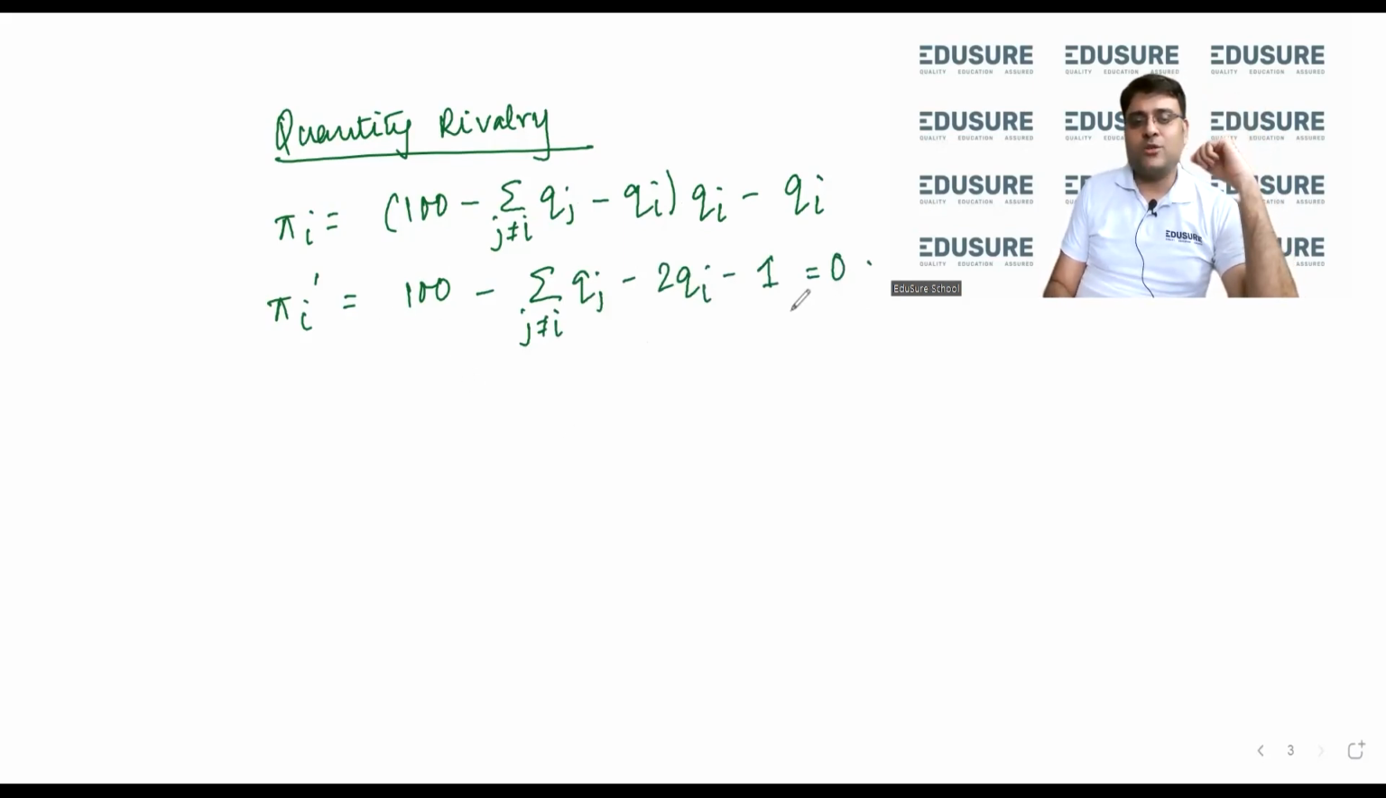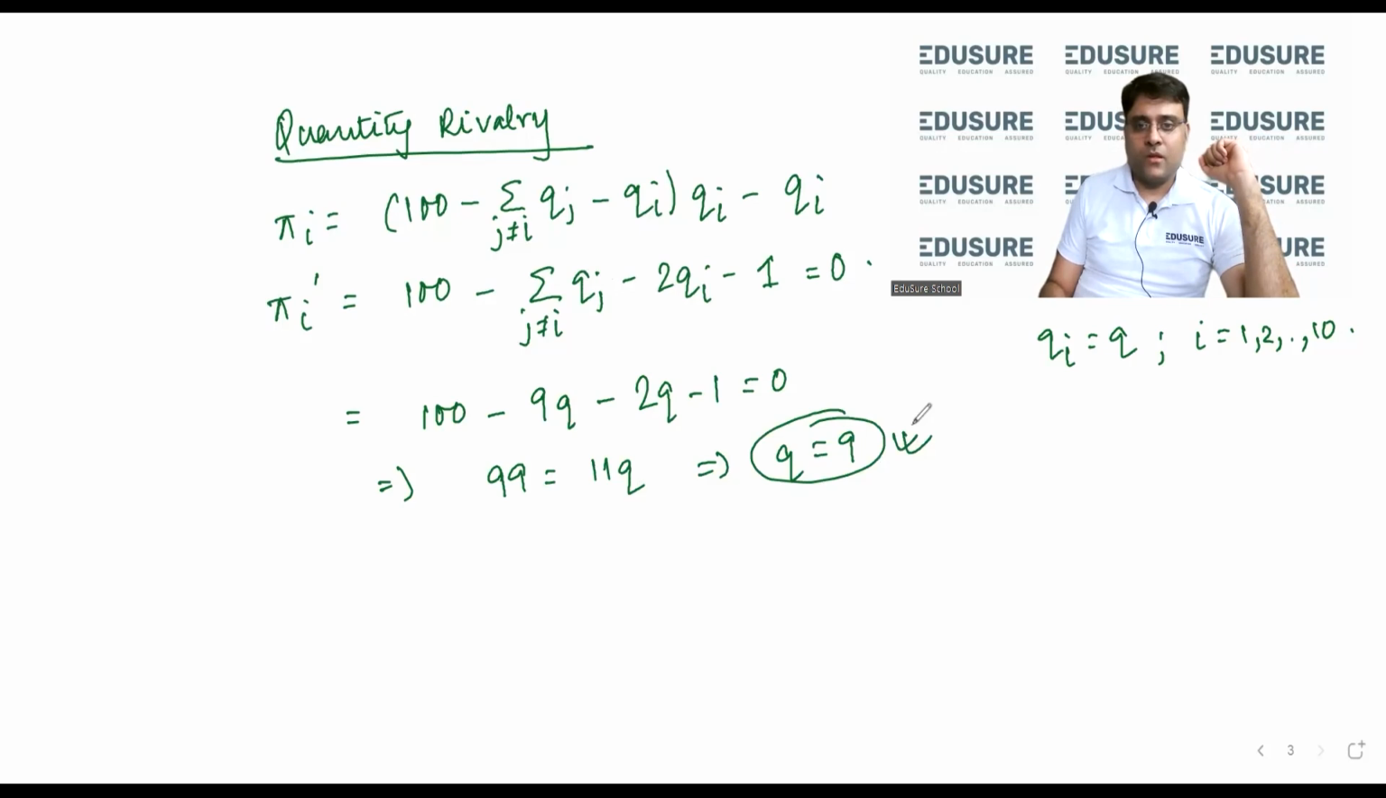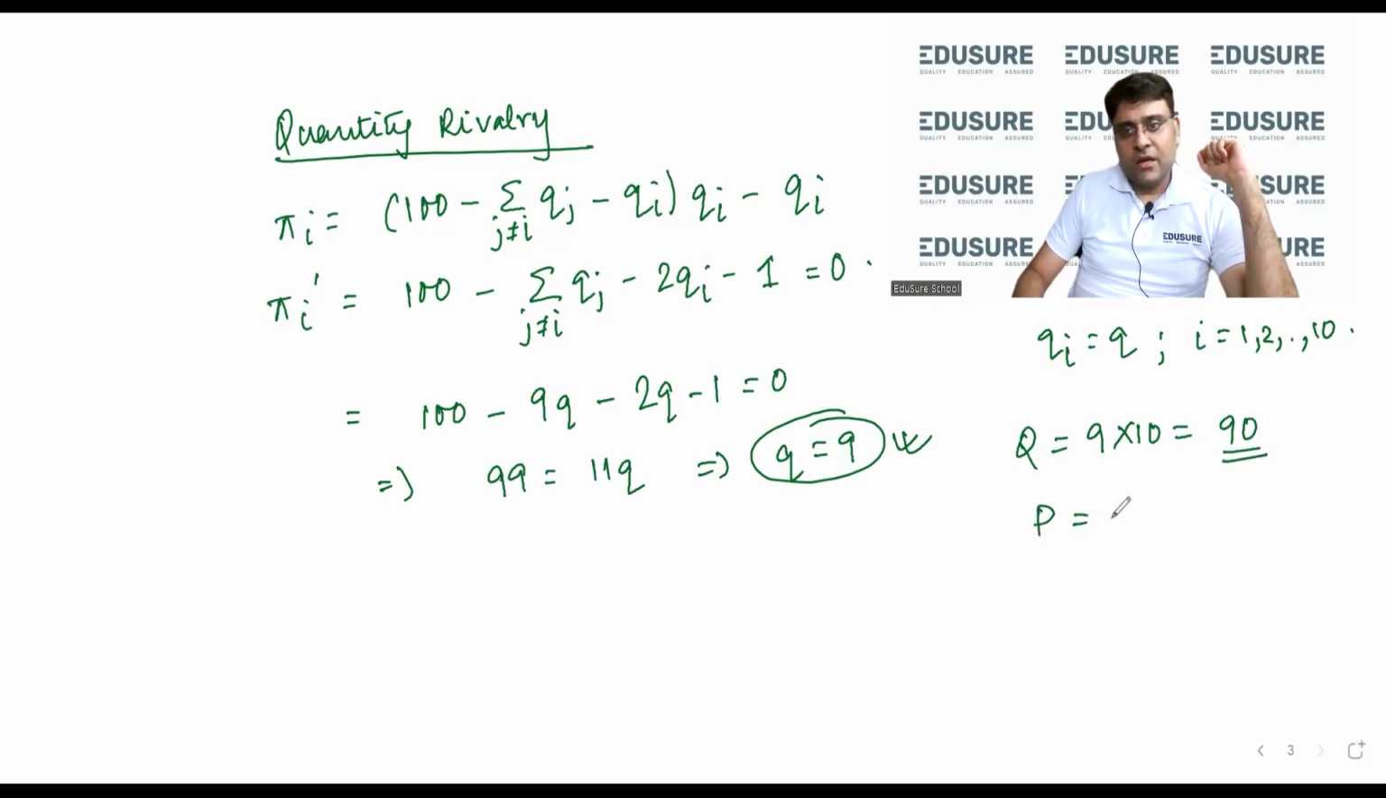Now again, I get the same equation for each and every ith firm. So I can say that qi is equal to q, where i is equal to 1, 2, up to 10. Just put it here: 100 minus, this is all the qj except qi, so 9q, minus 2q minus 1. 99 is equal to 11q. Q is equal to 9. Total quantity is equal to 9 multiplied by the number of firms, 90. Price is equal to 100 minus the total quantity, which is equal to 10.